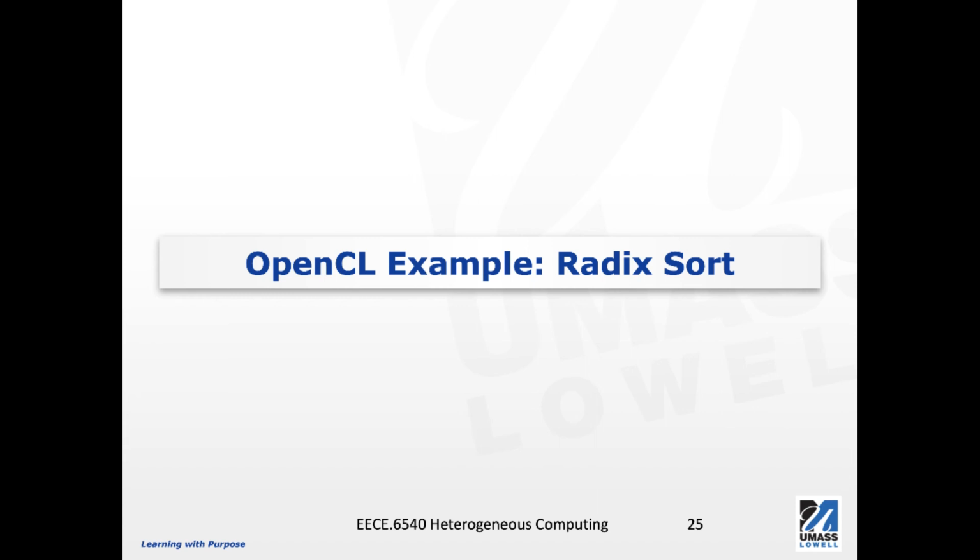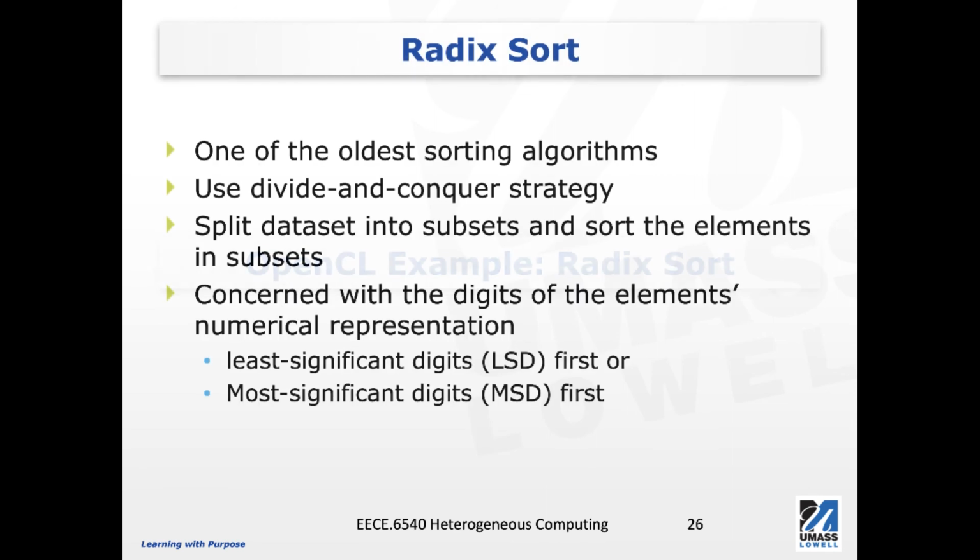Today we're going to talk about a very interesting example, Radix Sort. Radix Sort is one of the oldest sorting algorithms that have been used in various applications. It applies a divide and conquer strategy to basically divide the big problem into smaller problems. It splits the data set into subsets and sorts the elements in the subsets, and it actually does this in several iterations.